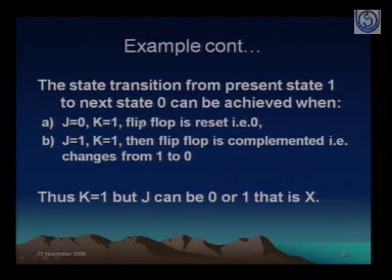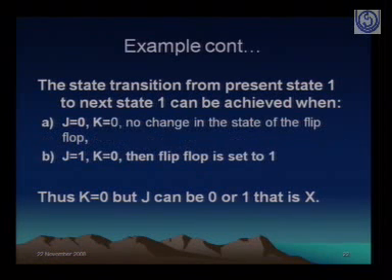Now in this particular case, we are assuming that we were in state 1 and we want the next state to be 0. How can we get that? We reset the flip-flop, or we complement it. So that's what you see in this particular case. The j value can be 0 or 1, k value has to be 1, and that's what you see in this particular situation. And the final case, what is the final case?